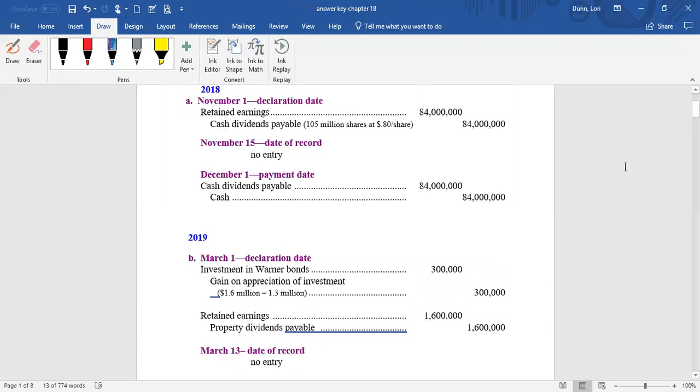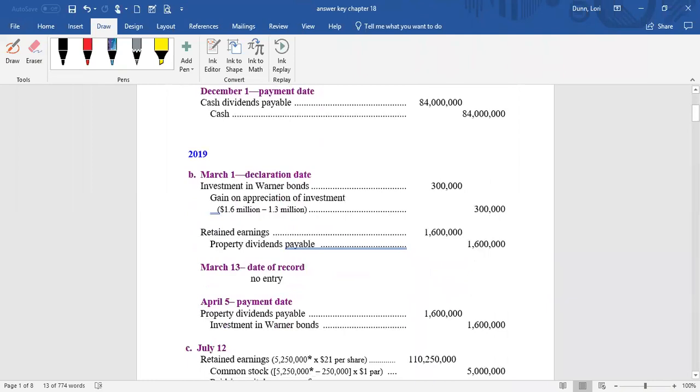Date of record, we don't do anything. Remember, that's collecting dates. But on the date of payment is when they send the bond out to the shareholders. So debit property dividends payable for 1.6, now credit the investment for $1.6 million. So we write it up or down to fair value as of the declaration date. Don't worry if it changed value after that.